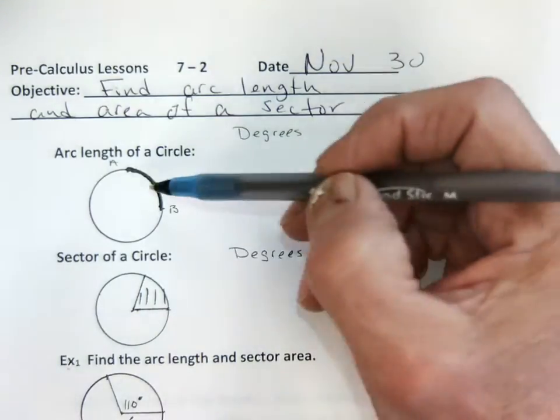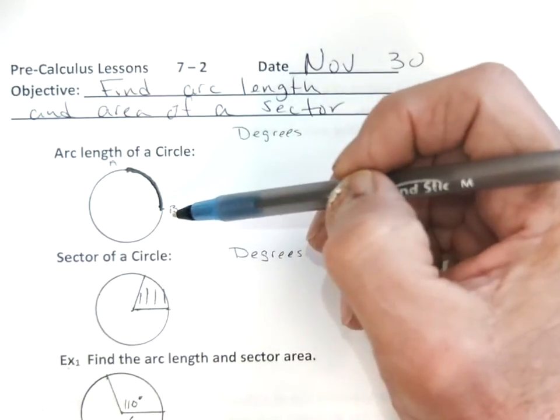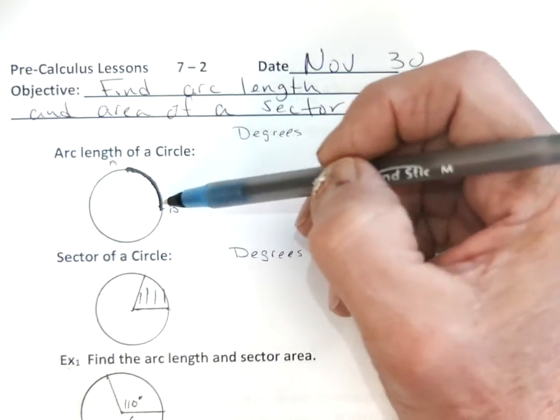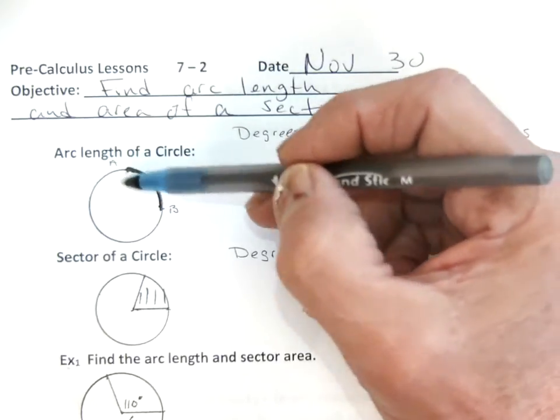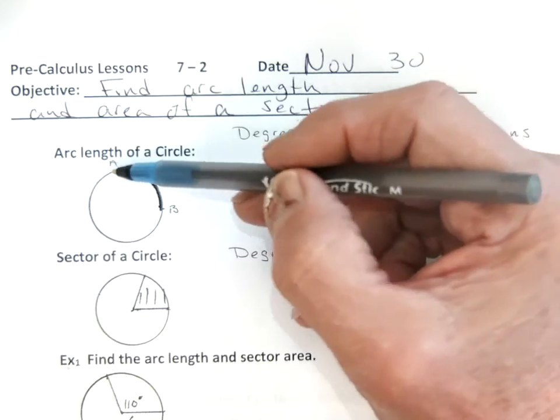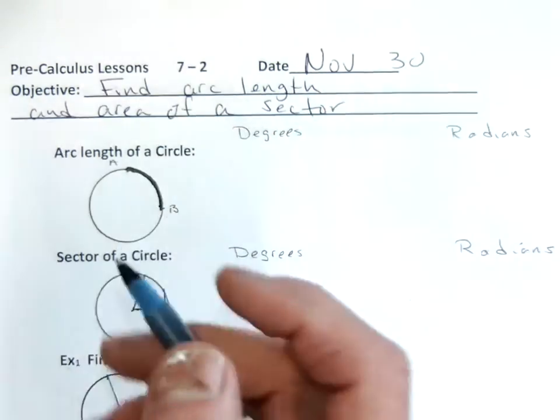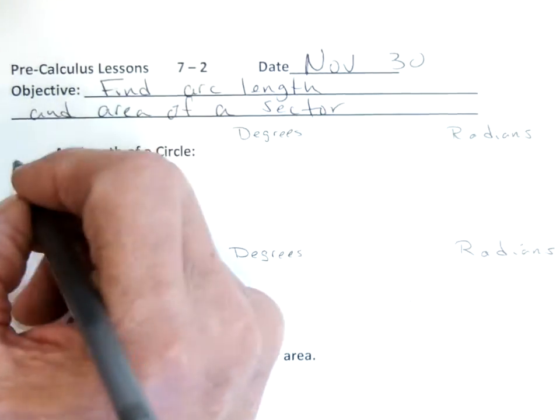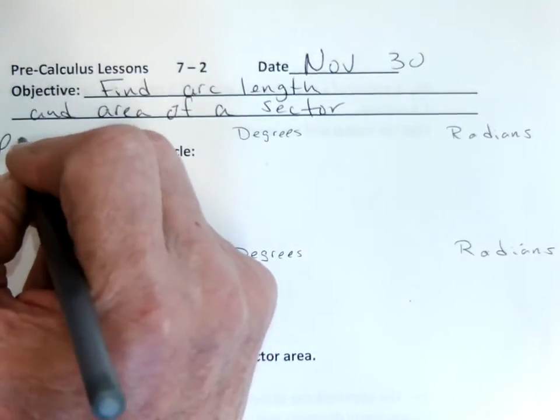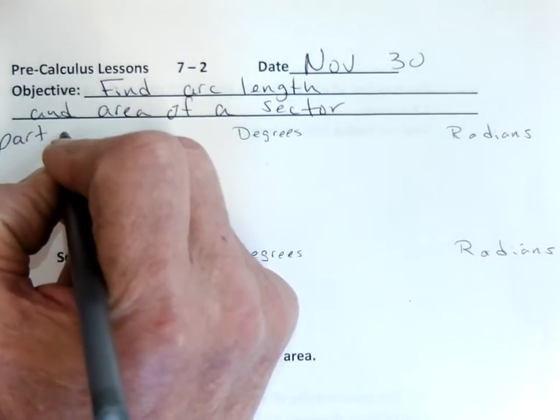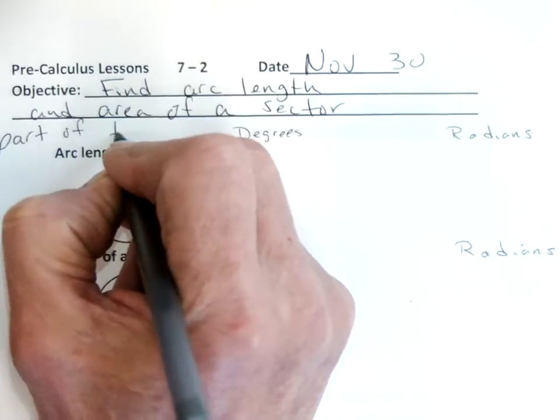Okay, arc length is just an arc. It's part of a circle. So the formula should be part of a circle, right? So arc length is actually part of a diameter. I'm sorry, part of circumference. So it's really part of the circumference.